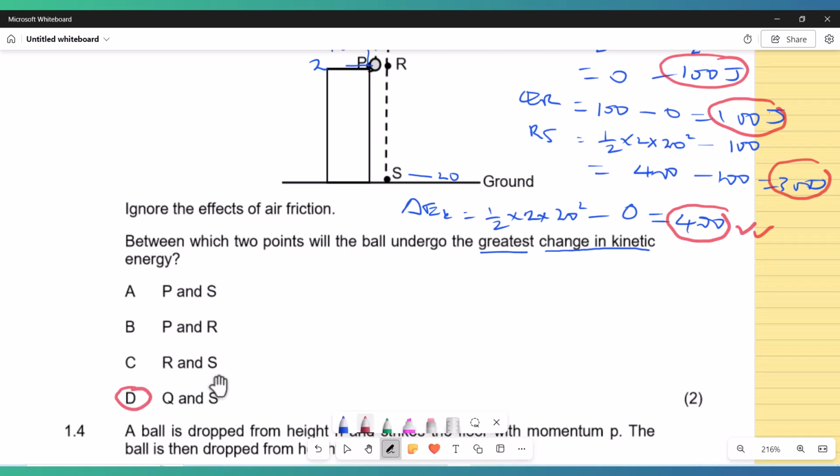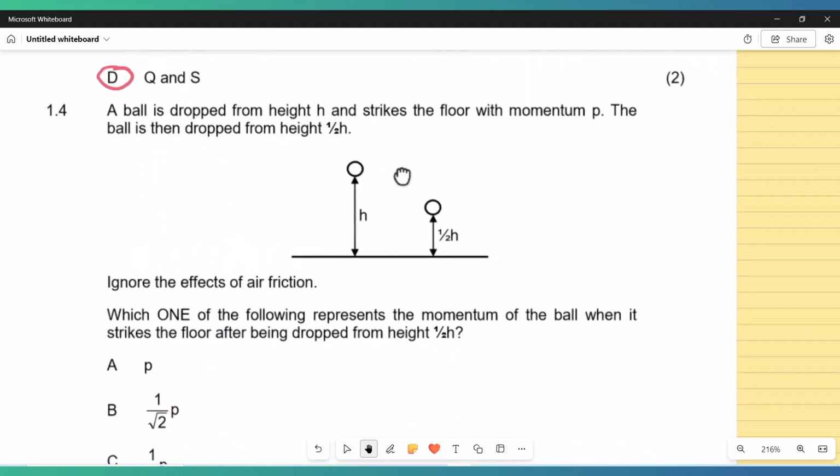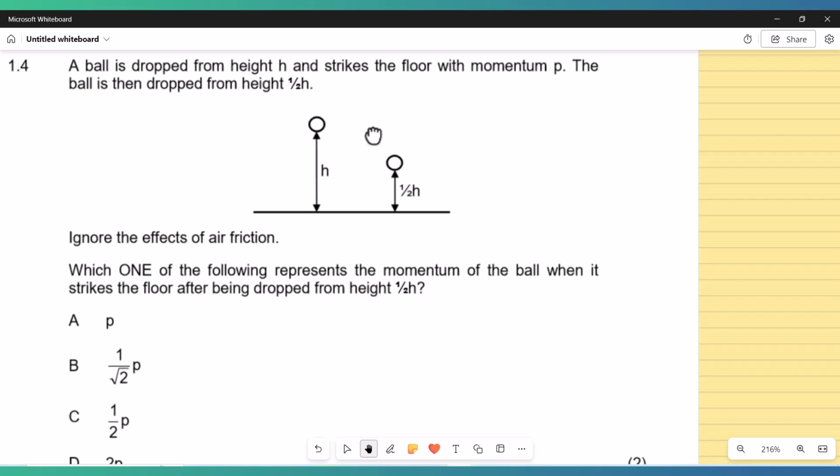Next question. What do we have? Let's find out. Now 1.4. A ball is dropped, meaning V initial is 0 because the ball is dropped, from a height h and strikes the floor with momentum p. So at the floor here, the momentum is p. But how do you find that momentum? I'm going to call it p1. It's mass times velocity.